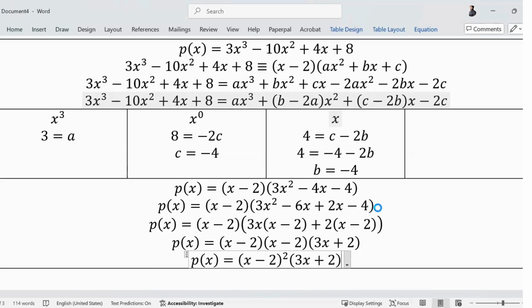Is this fair? That is how you completely factorize a cubic polynomial. Is this clear?